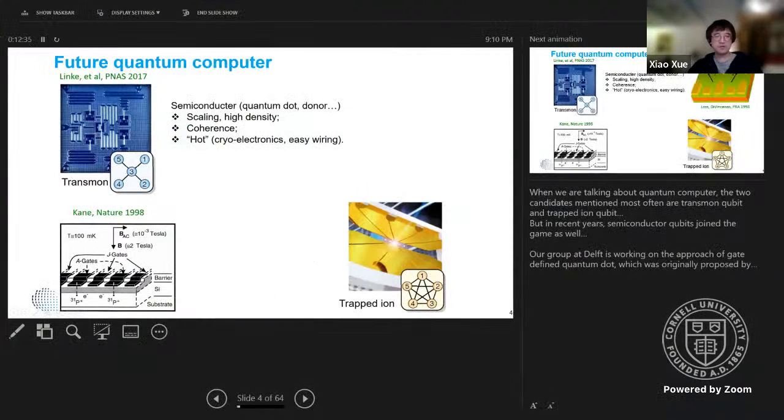So in this proposal made by Bruce Kane, one can implant phosphorus donors into silicon. You can use the nuclear spin in the phosphorus donors as the memory qubit, because nuclear spins are very well localized, very strongly confined, and basically don't couple to anything. You can imagine it's basically trapped ion, but trapped in solid state. So you can use that one as memory qubit, and you can use the spins of the electrons bonded to the nuclei as the computational qubits. Electron spins are easier to manipulate because they are charged.